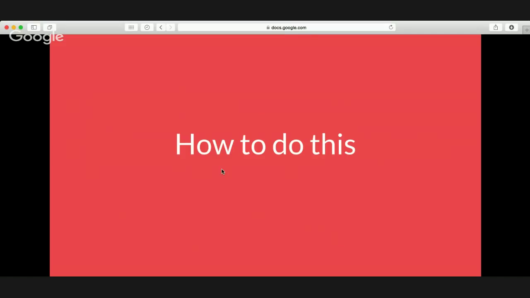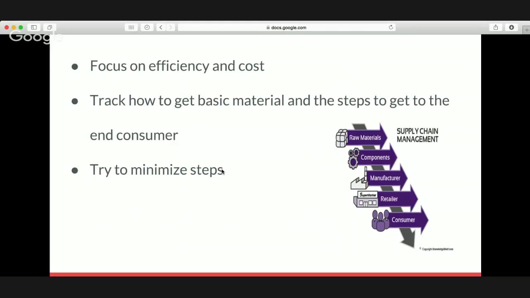Now, how do you do this? Supply chain managers are focused in areas of efficiency and cost to eliminate unnecessary steps. You must track how to get basic materials and the steps to get to the end customer. Minimizing the number of unnecessary steps to get whatever it is into the customer's hands is the process of supply chain management.